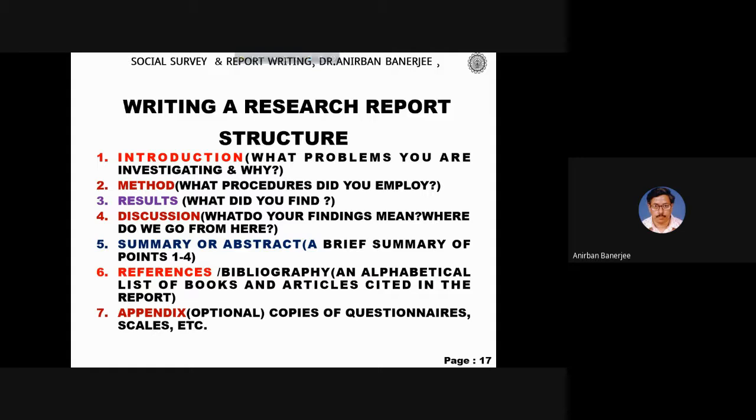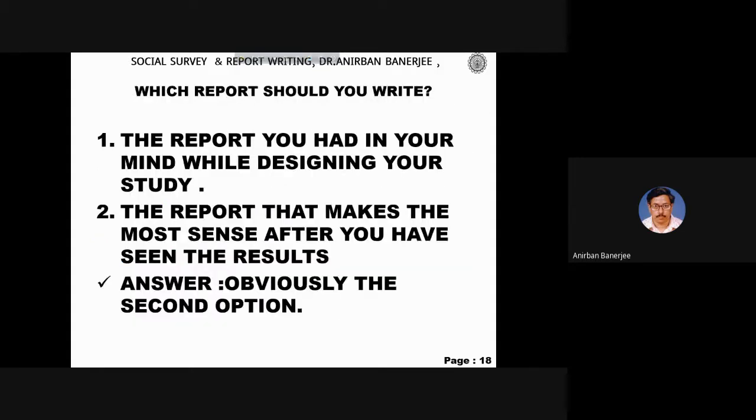References. Bibliography, or an alphabetical list of books and articles cited in the report. Appendix. This is optional. It may contain copies of questionnaires, scales, etc. So, which report should you write? The report you had in mind while designing your study, or the report that makes the most sense after you have seen the results? Obviously, the second option is the answer.